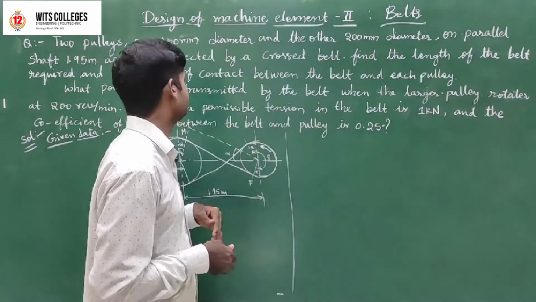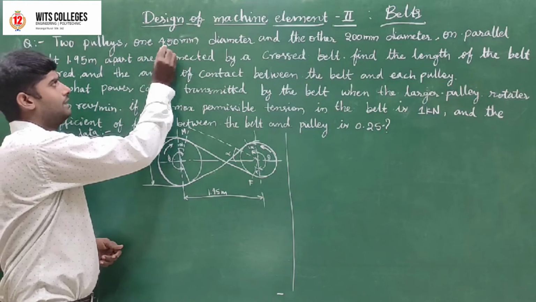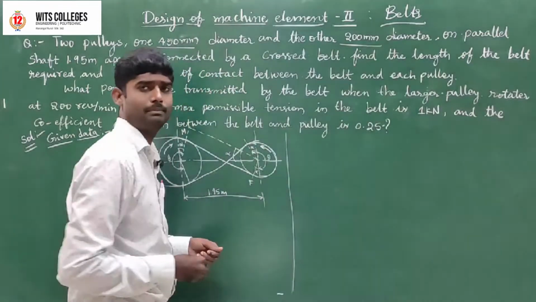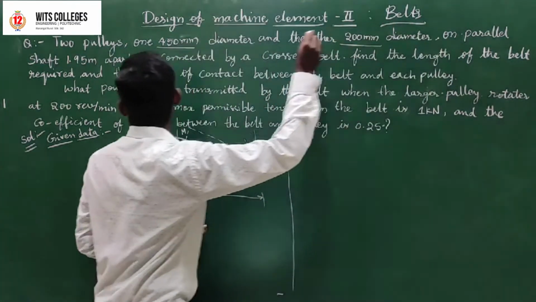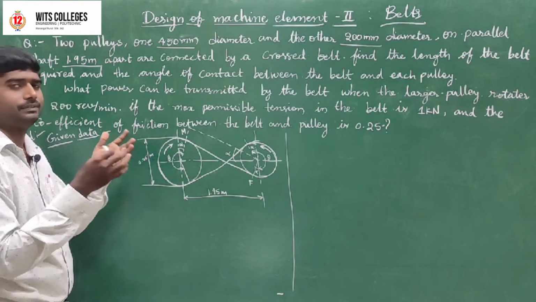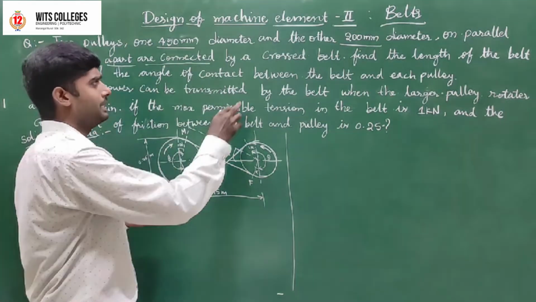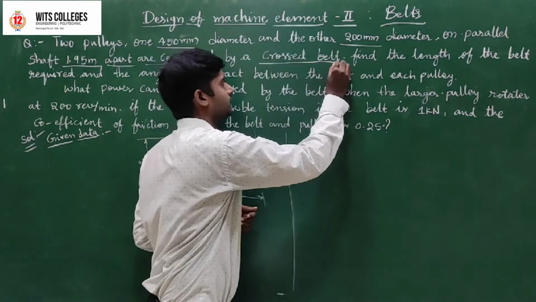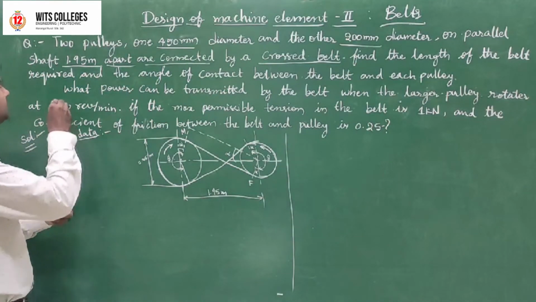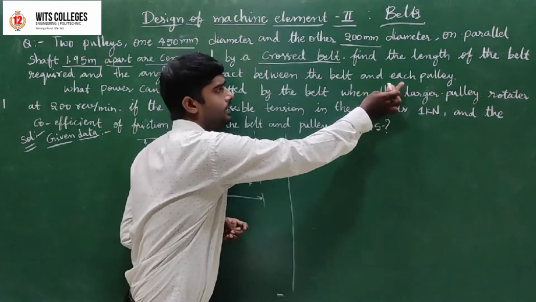Today in class we are discussing one of the important problems. Two pulleys, one 450 mm diameter and the other 200 mm diameter, on parallel shafts 1.5 meters apart, are connected by a cross belt. Find the length of the belt required and the angle of contact between the belt and each pulley.